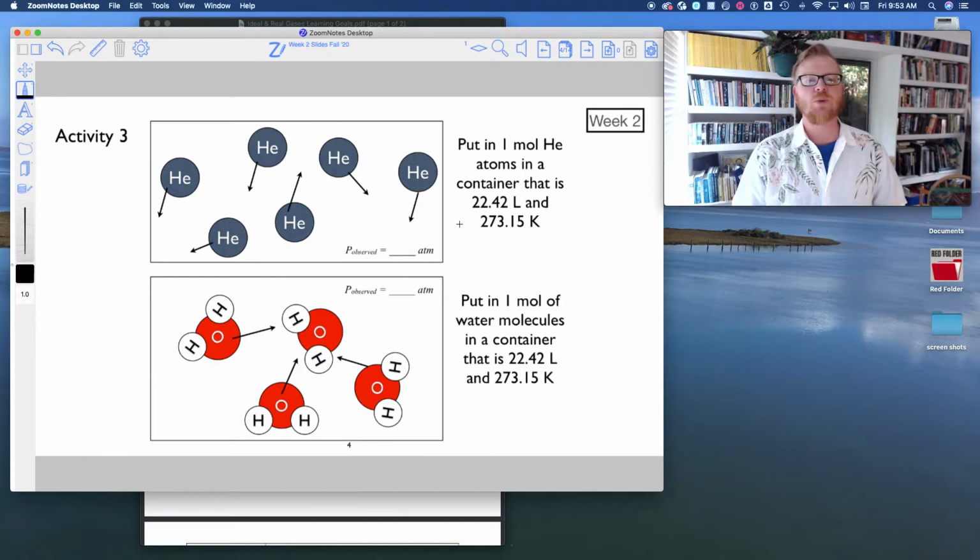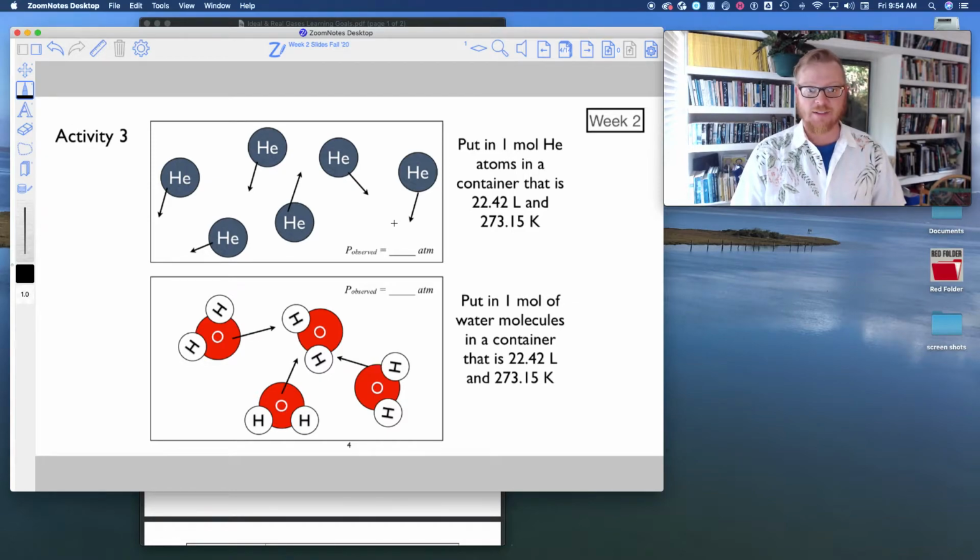Okay, so suppose we have a container, and it's exactly 22.42 liters. We've put 273.15 Kelvin in this container. Don't worry about this container with H2O. Let's just focus on this container with helium for now, okay? And we put 1 mole of helium atoms. So we have a container. We put 1 mole of helium atoms. It's 22.42 liters, and it's 273.15 Kelvin. What is the observed pressure in this container?